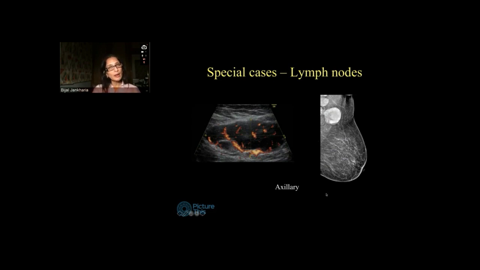We call them enlarged, we call them significant not only because of the enlarged size, which does not have much significance, but because they have loss of fatty hilum or they have cortical thickening, especially if it's focal cortical thickening, or the entire architecture of the lymph node gets distorted.